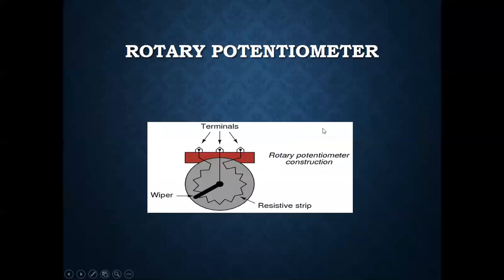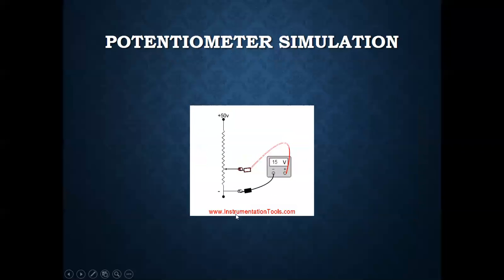So this is rotary potentiometer. I will show you, you can see the reading changing. So now you are getting 50 volt here. When it comes down, the voltage is 0. You see once more. Now the voltage is 50 here, at this point.